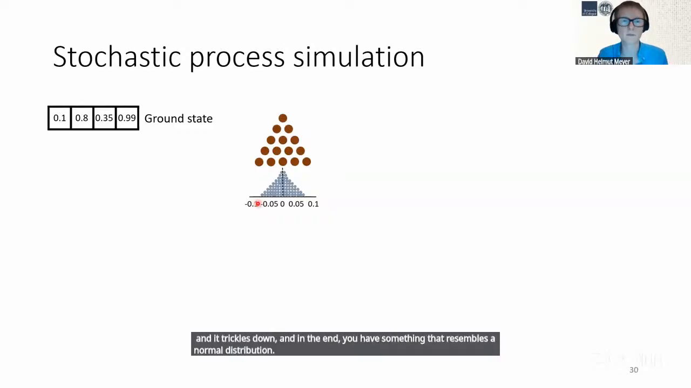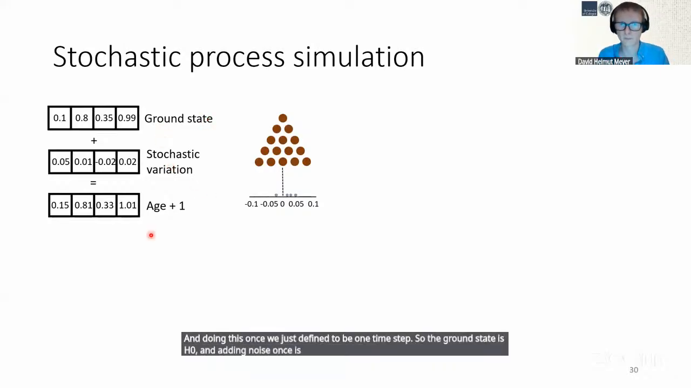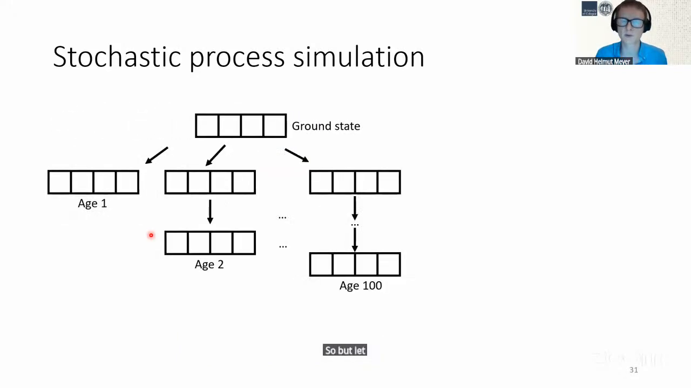So it's random values. And now we just choose small random values, equally likely to be positive or negative, and we just add them to the ground state. It's just random values that we add. And doing this once, we define to be one time step. So the ground state is H0, and adding noise once is H1. And now we can, of course, do this not only one time, but let's say up to 100 times. We just add more and more noise. So H1 is still somewhat similar to the ground state. H100 is quite different because we added noise so often.